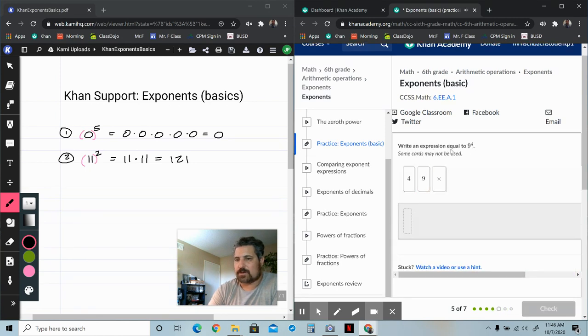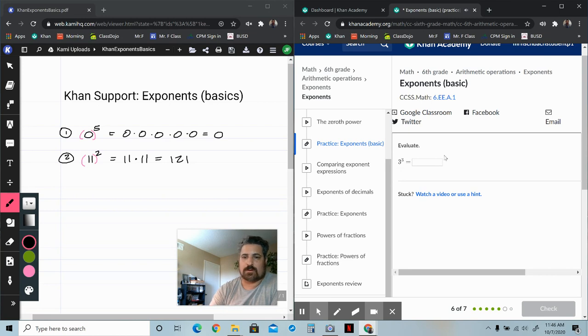This one says write an expression equal to 9 to the 4th power. It says some cards may not be used. Okay, so 9 to the 4th power means 9 times itself 4 times. That's what it would look like: 9 times 9 times 9 times 9. Remember, the bottom number, the 9, is what's being multiplied, and the top exponent is the number of times it's being multiplied by itself.